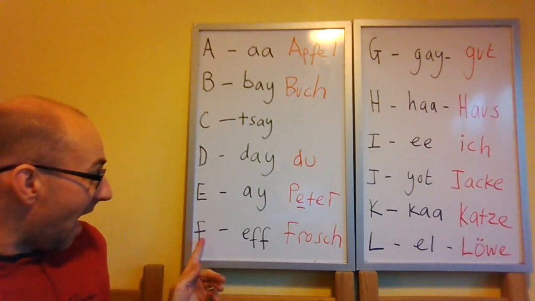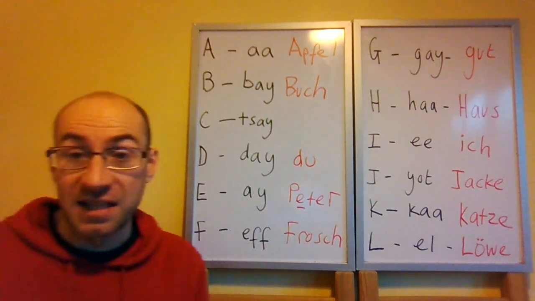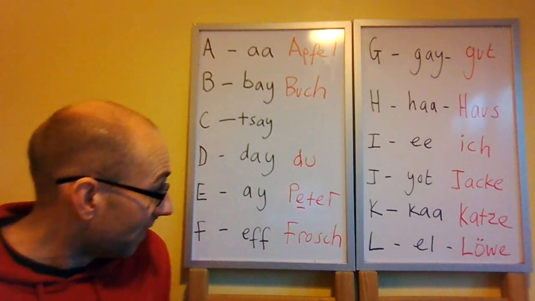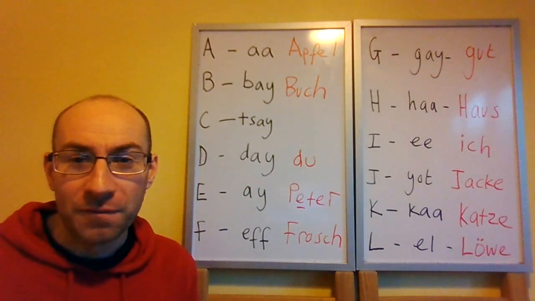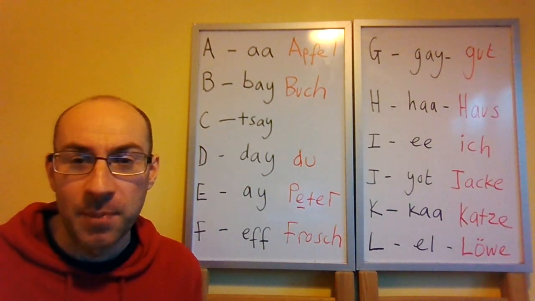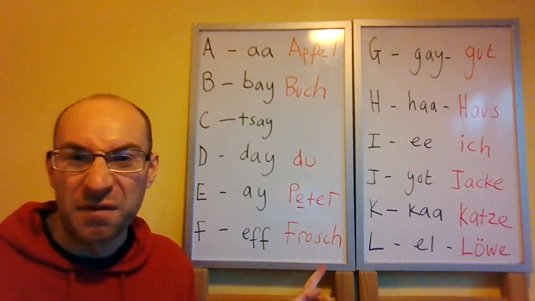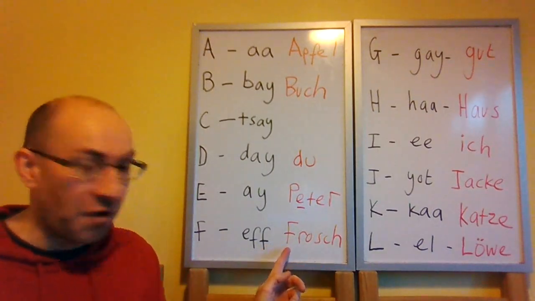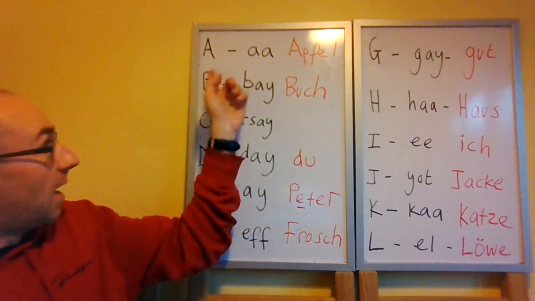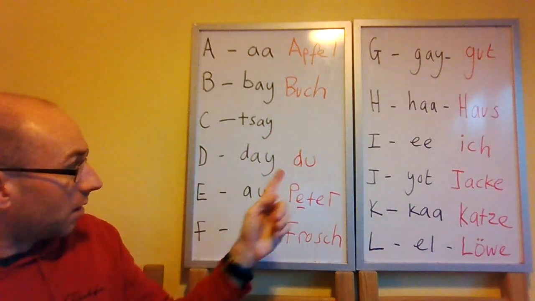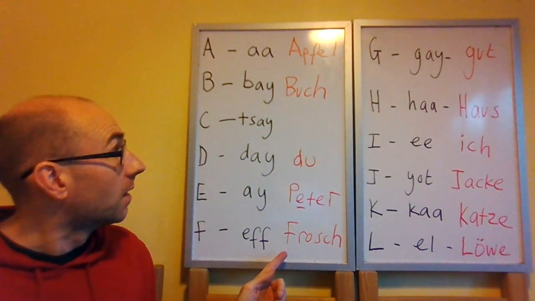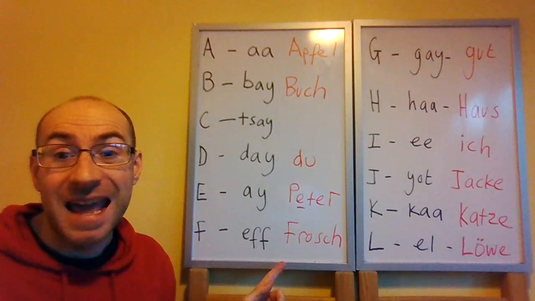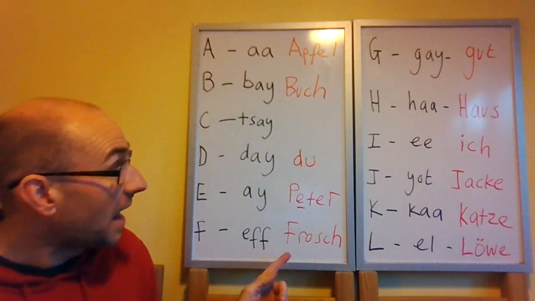Next one's easy. F. Just like English, and it's a F, like we used to. This is an animal. Frosch. You might see one jumping around near a pond. It's a frog. So, Frosch, F. So, A, B, C, D, A, and F.